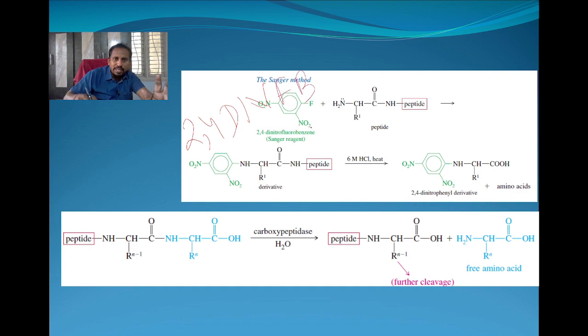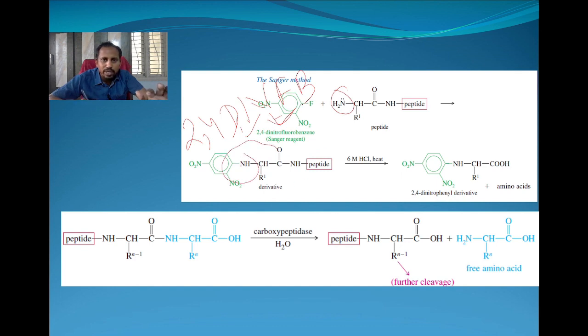Similarly, Sanger's reagent is nothing but 2,4-dinitrofluorobenzene. Okay, this is 2,4-dinitrofluorobenzene, that is Sanger's reagent. Similarly, at the N terminal, this reagent reacts with the NH2 group to form this type of derivative.